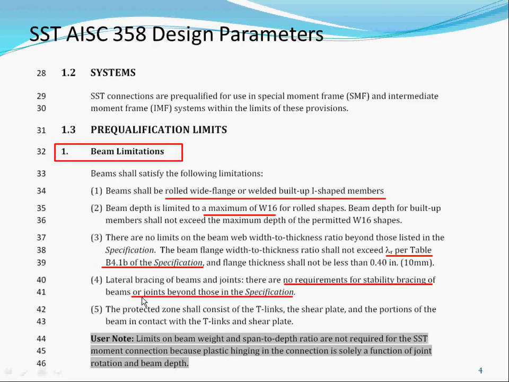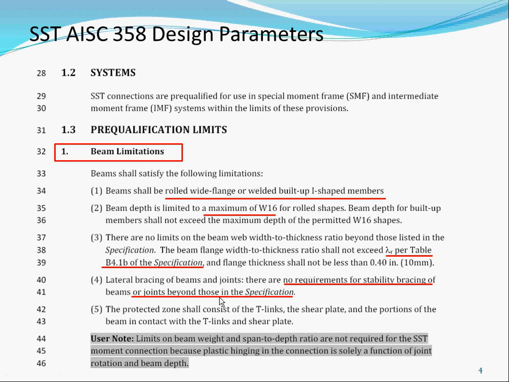No requirements of stability bracing of the beams or joints beyond those in the specification. Okay, so we're not lateral bracing the beams and the joints. The 341 spells out lateral bracing at the beams at the connection, along the beam, and also where the change of flexion point is, or where you have a point load coming down. On ours, we say there's no requirement beyond that of the specifications, and the reason is we're taking care of all those, making sure that we don't form a hinge in the beam.